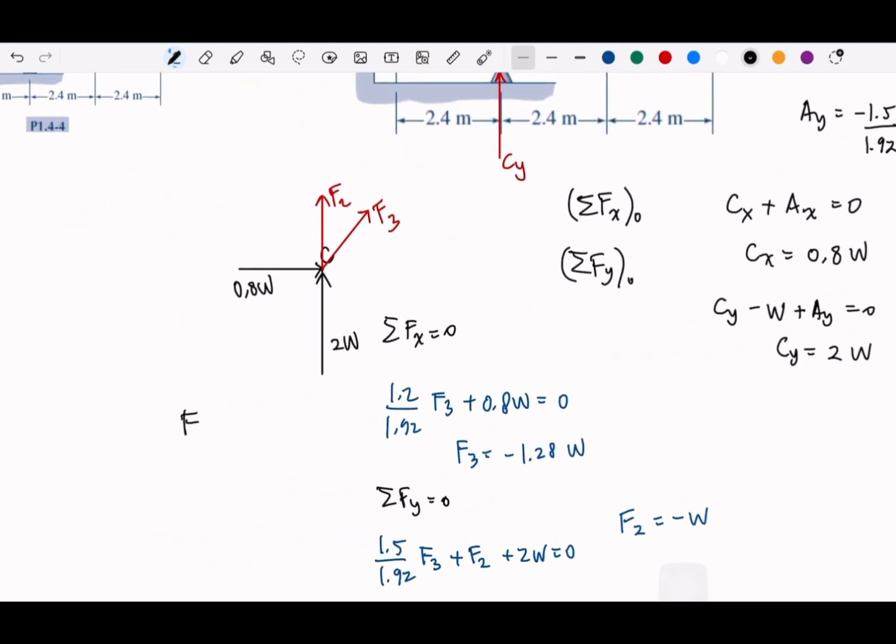The F1 is 1.28 W. This is tension for the positive sign. F2 will be W, but it's a negative sign, so this should be compression. And F3 will be 1.28 W, but it's negative, so it should be compression. Okay.